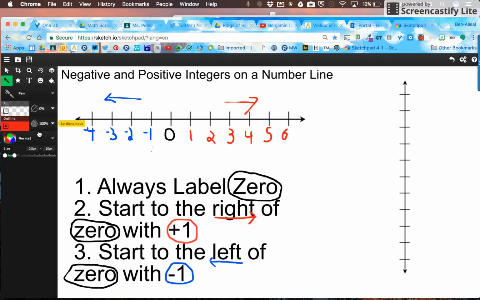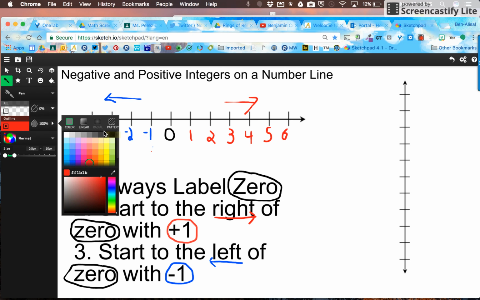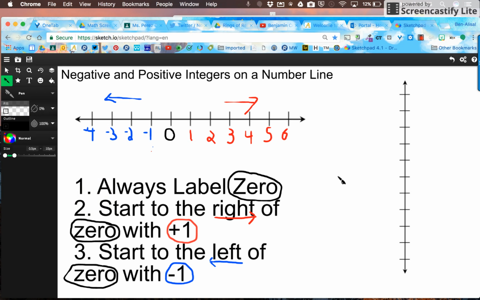So now we're going to try the same thing with the vertical number line. So we go back to step number 1, which is always labeling our zero, and again, it doesn't have to be in the middle. So I label my zero. I chose to do it in a different place this time.